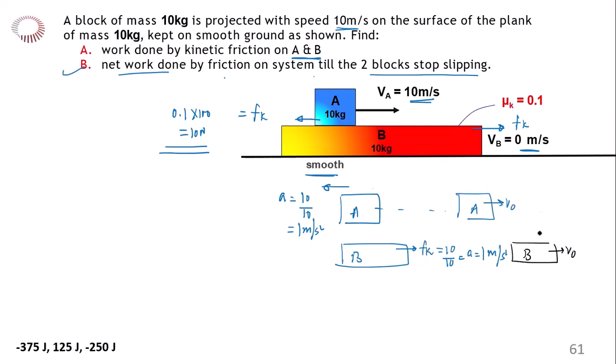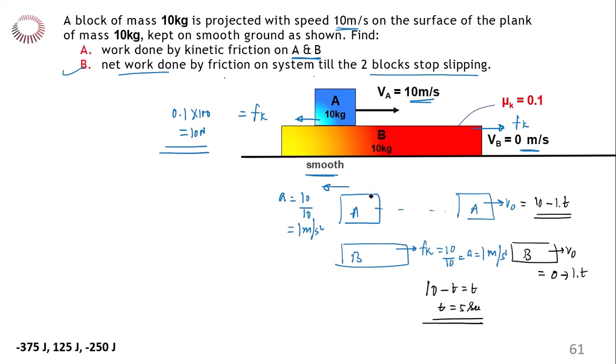Now I have to calculate what is that time. After time t, v naught should be how much? 10 minus 1 into t, that is u minus at. And here it should be equal to 0 plus 1 into t. That means 10 minus t should be equal to t, so t is equal to 5 seconds. After 5 seconds, both the blocks will attain the same speed. And what is the speed? That is 5 meter per second. And from 0 to 5 seconds, there is slipping.